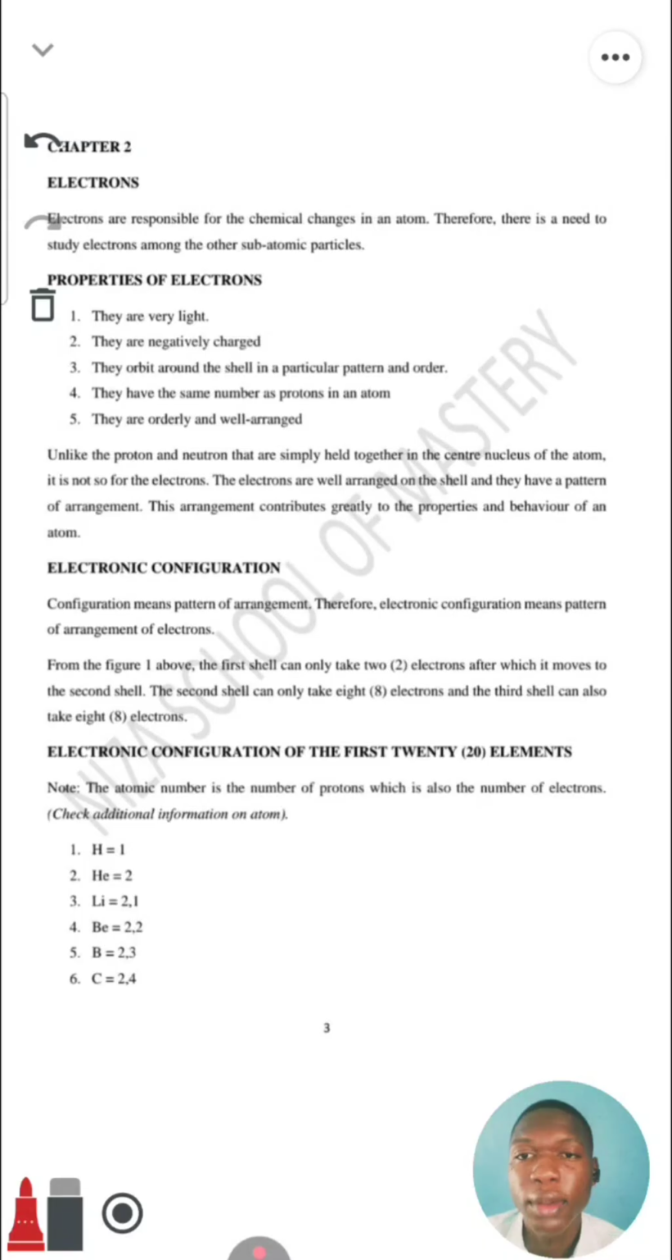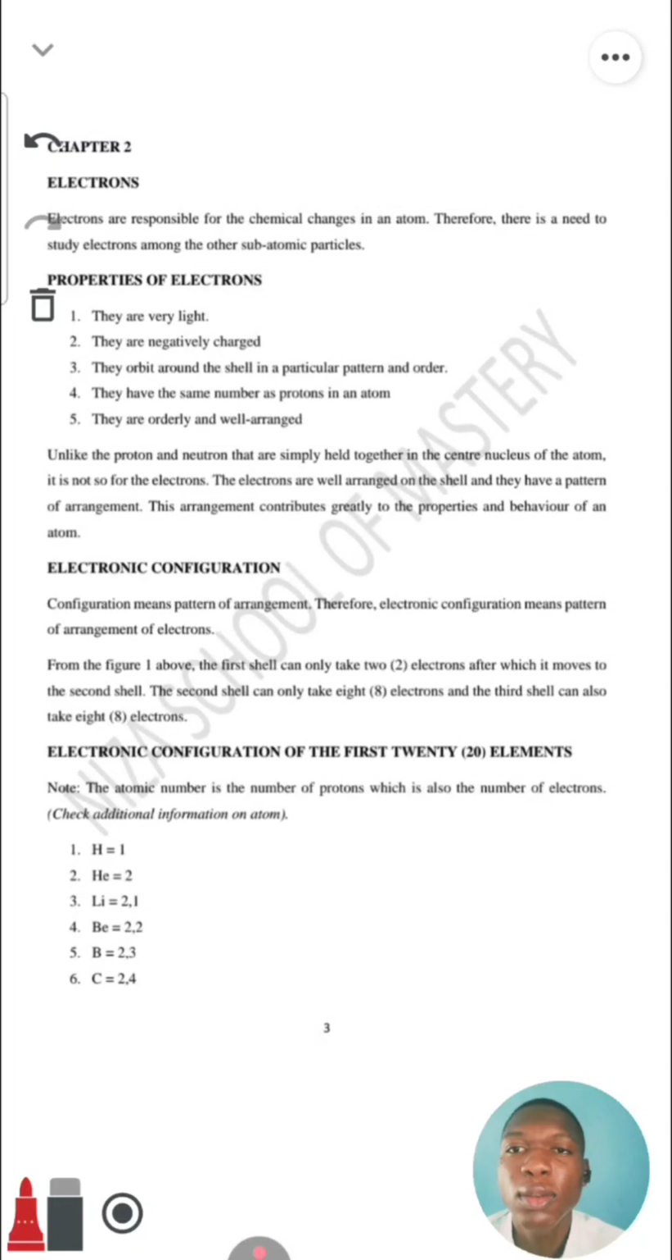All right, so we are learning chemistry today, and the topic we are considering is electrons. Of course, we'll be reading, and then we'll study together. So let's pay attention even as we go into the class properly. So let's read electrons. Electrons are responsible for the chemical changes in an atom.